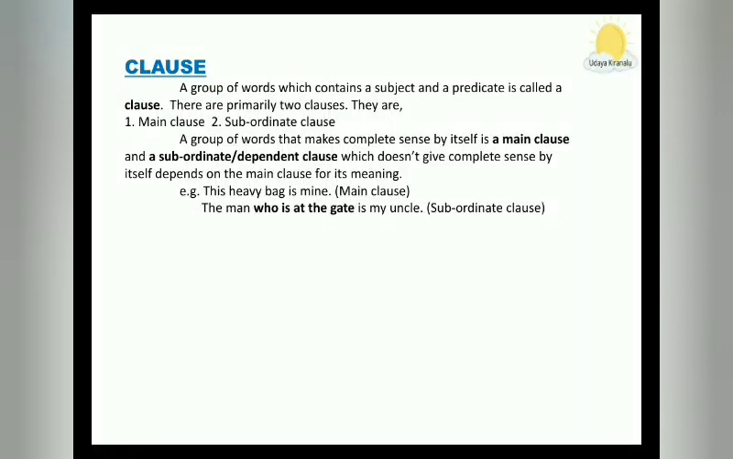Now, let's read these examples. This heavy bag is mine. This is an independent sentence and it gives us full meaning. So it is a main clause. And the second one, the man who is at the gate is my uncle. Here, the highlighted part is who is at the gate, and it is a subordinate clause. Even though it has a subject and a predicate, it doesn't give us complete sense. It depends on the main clause for its sense. So it is called a subordinate clause.